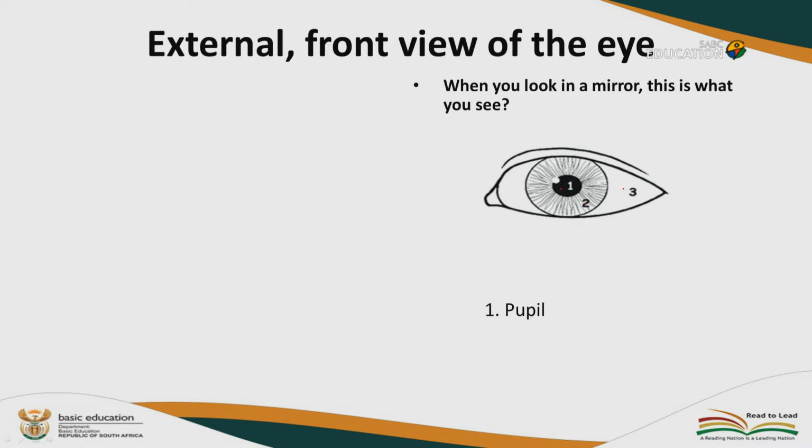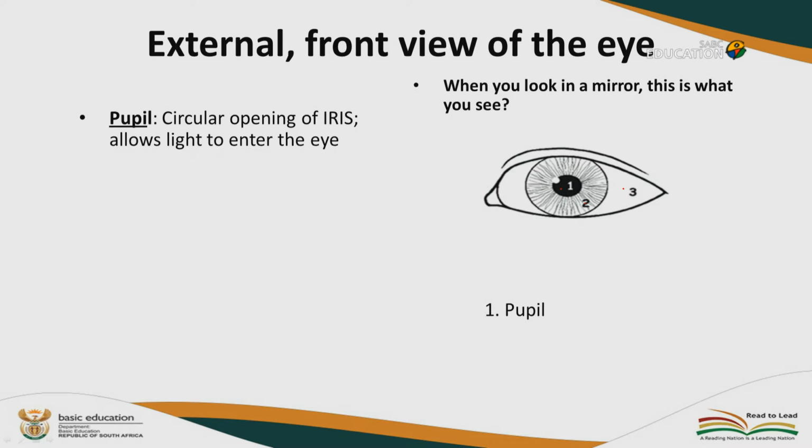A pupil is a hole that you find in the iris. And what does it do? It allows light to enter the eye. And we look at number 2. So basically, we are saying this black part is your pupil. It's the hole in the eye that allows light to enter.